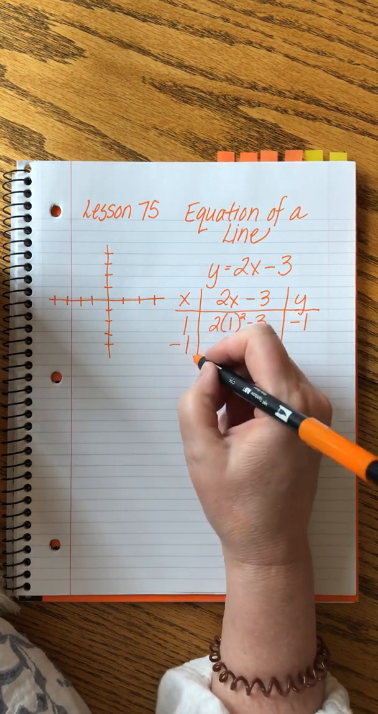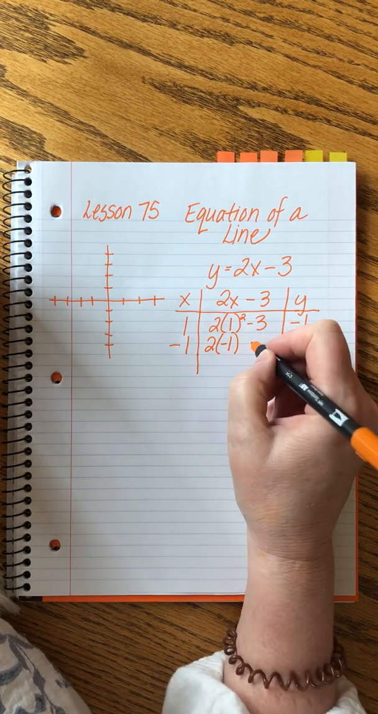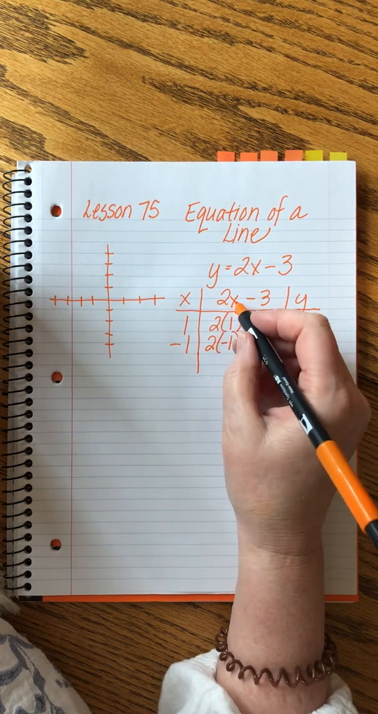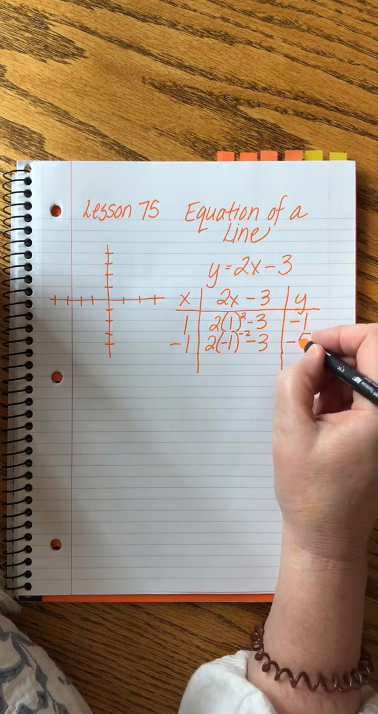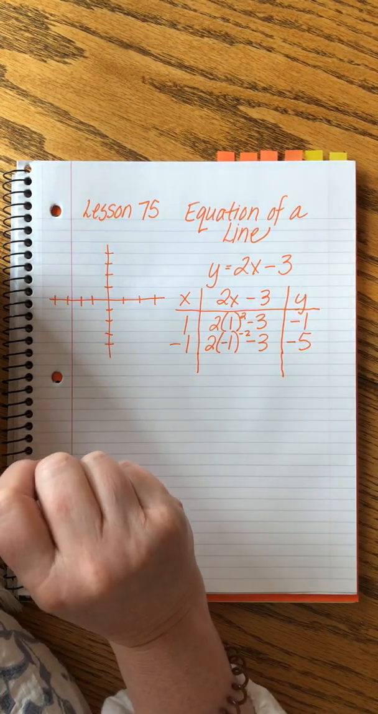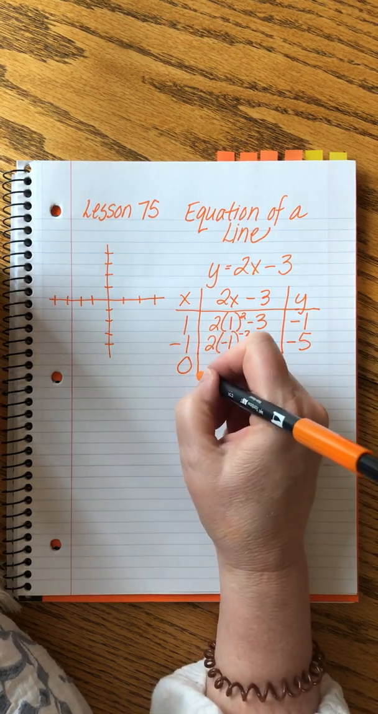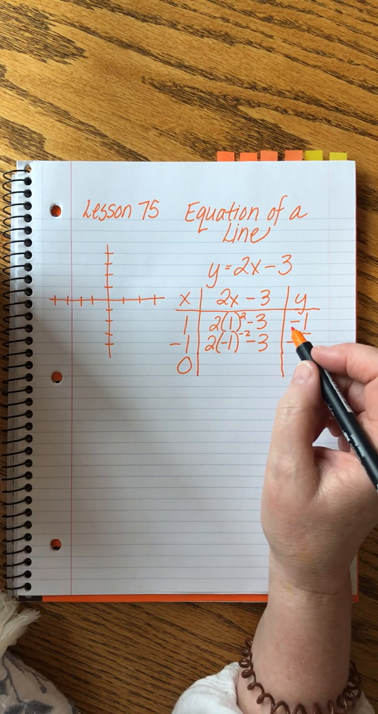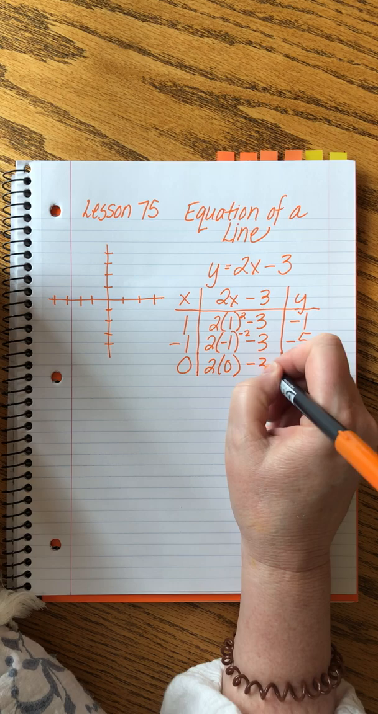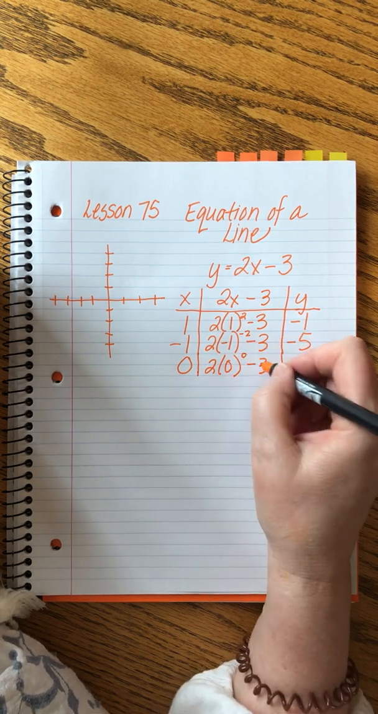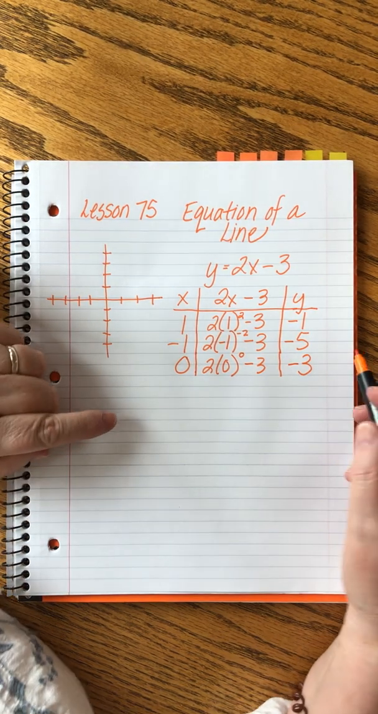Let's choose -1. That went so well. 2 times -1 minus 3. I'm copying this and just plugging this in for the x. This would be -2 minus 3. Oh, that's different. That's -5. Oh, that's getting to be kind of a big number. I don't want to go in that direction. Let's choose 0. 0 is always a nice choice. 2 times 0 minus 3. 2 times 0 is 0. 0 minus 3 is -3. Okay, there are 3 pairs of points and we will graph them.